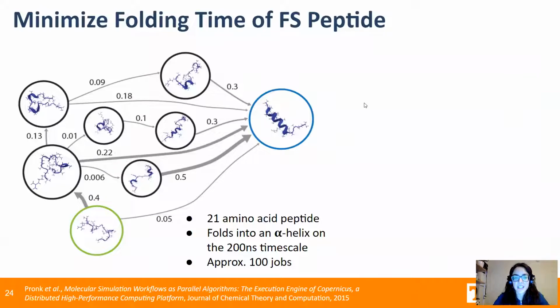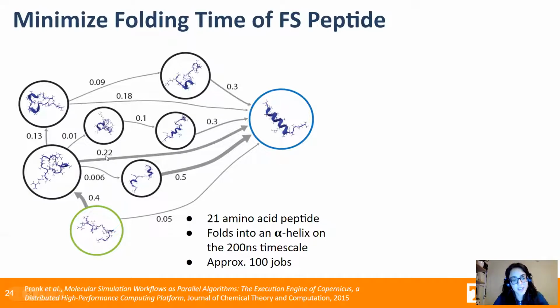So this has many applications. I'm going to start with one that is very useful for scientists, which is to understand and minimize the folding process for a given protein. In this particular case, we have a very small peptide. And we see here the conformational map. So this is a Markov state model for the protein.